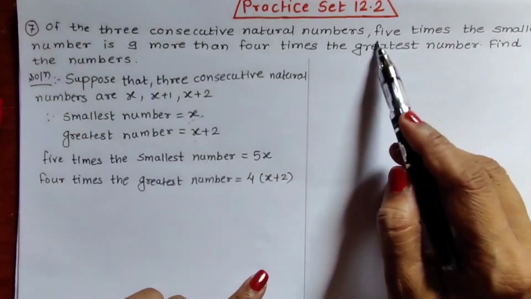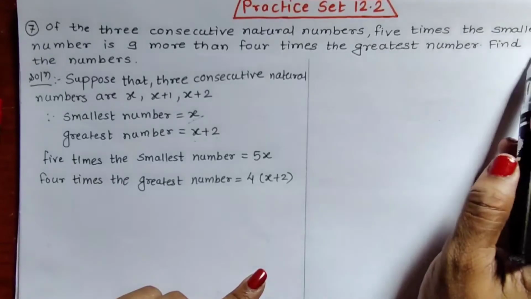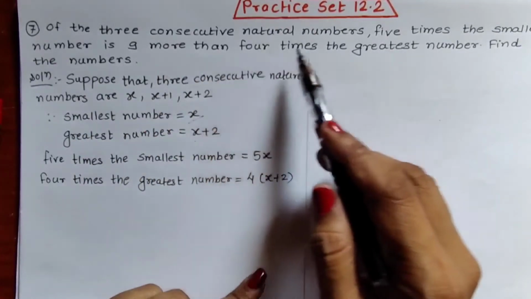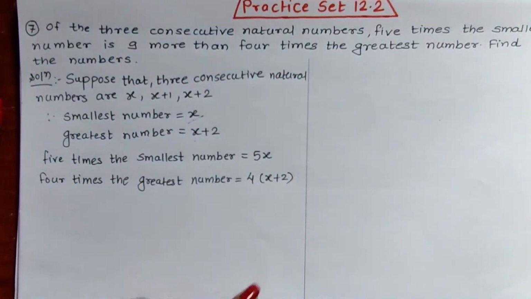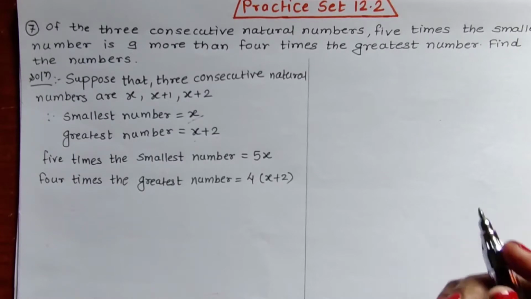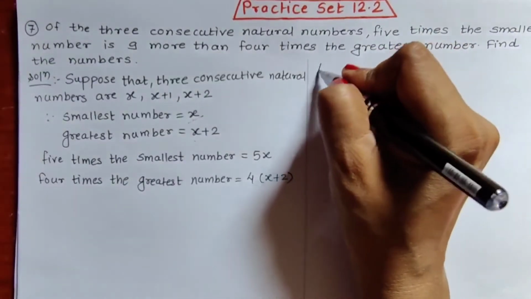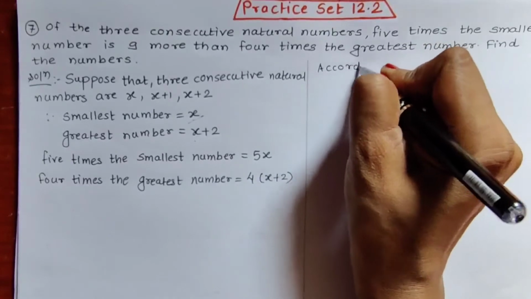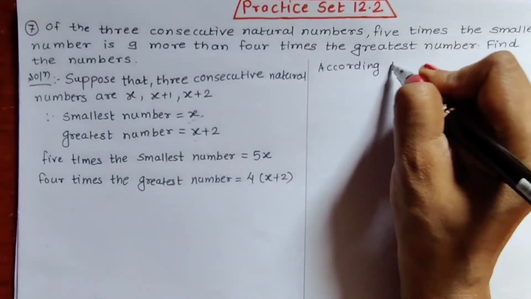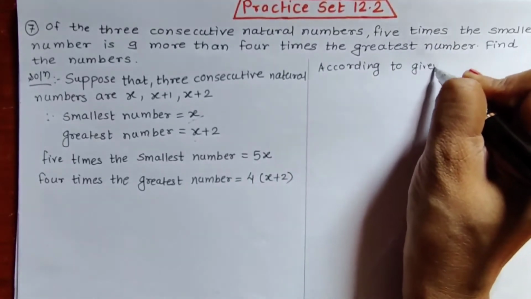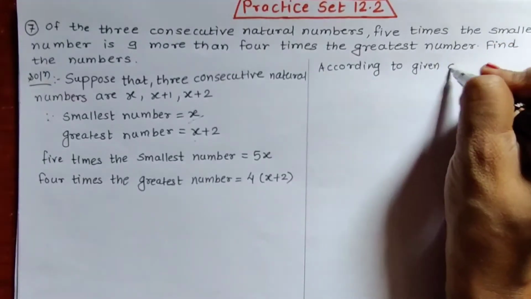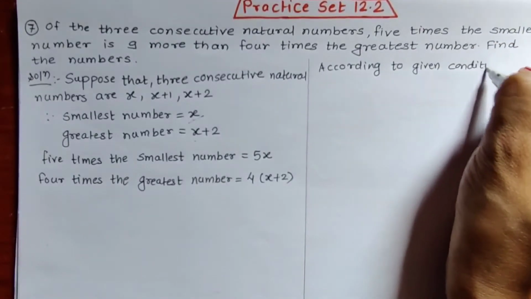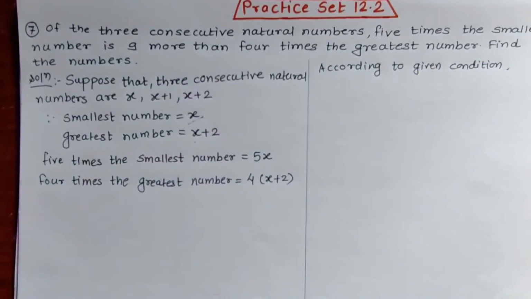Now read the sentence carefully, full sentence. 5 times the smallest number is 9 more than 4 times the greatest number. So this is the condition of our question. So according to given condition, I will be writing here, I write on this side now. According to given condition. Now see children, what is the condition given in the question? I will be writing full sentence now.